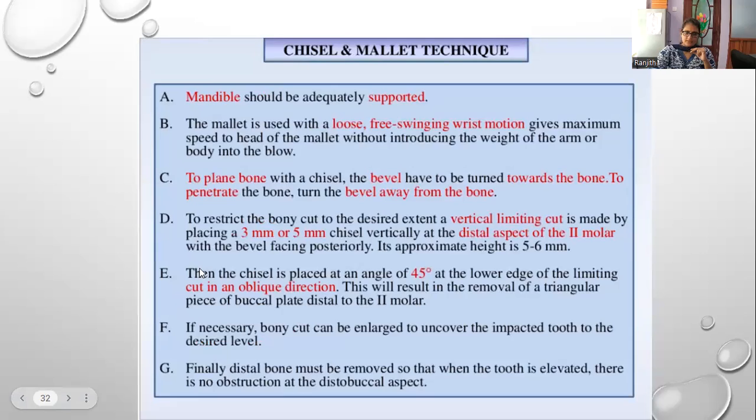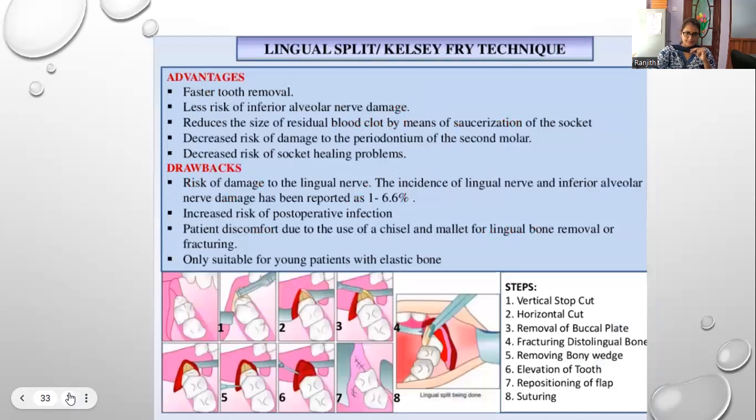In Chisholm-Mallet technique, you have to support the mandible properly because you use a free swinging wrist motion for ostectomy. And as said earlier, the post-operative complications like dry socket and infection are much less with the Chisholm-Mallet technique when compared to the burr technique.